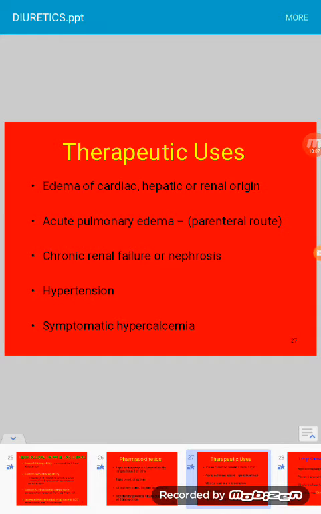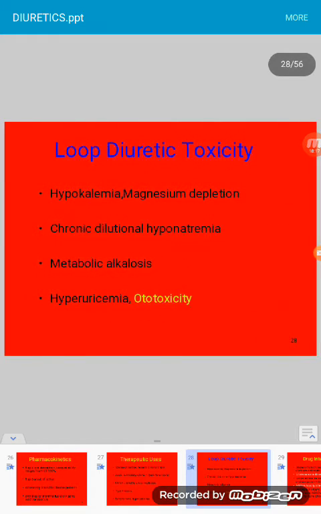And use in symptomatic hypercalcemia, again due to driving away the calcium in the urine. You are going to use this in hypercalcemia.